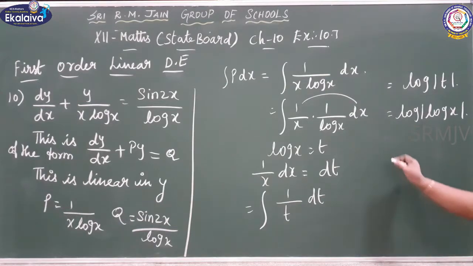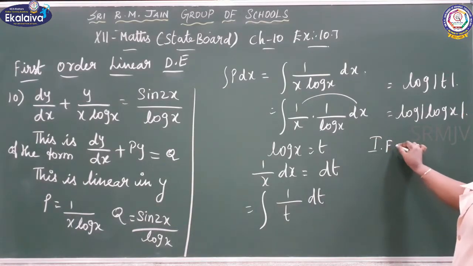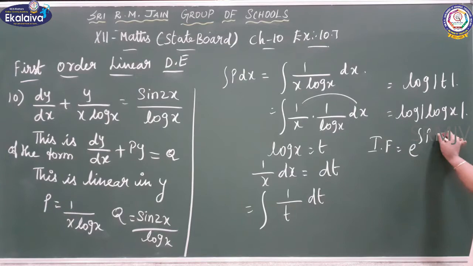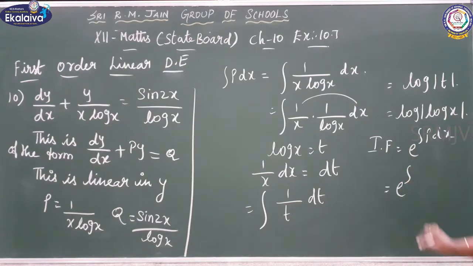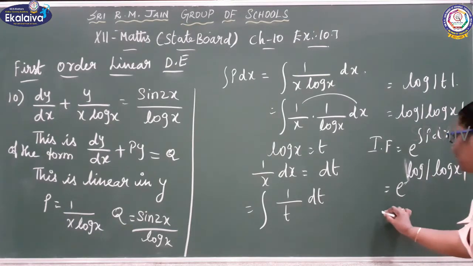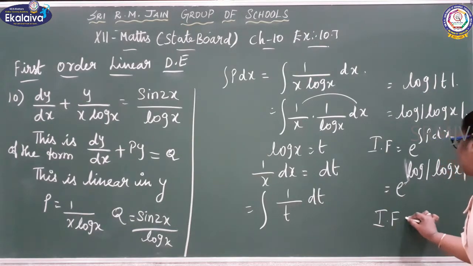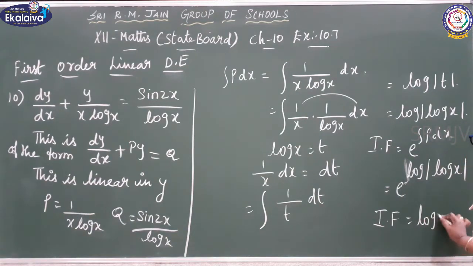What is the integrating factor? I.F. equals e power integral p dx. The integral p dx value is log of modulus of log x. See, e power log value is 1. Now we are getting the integrating factor equal to log x.